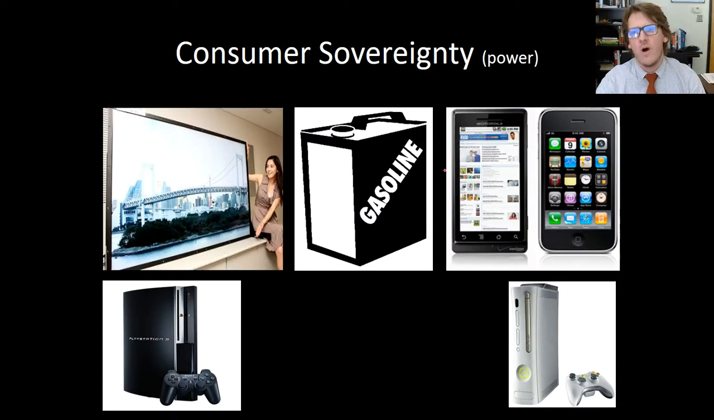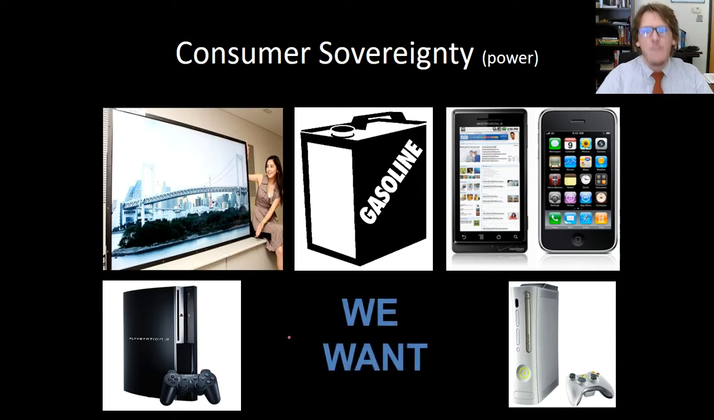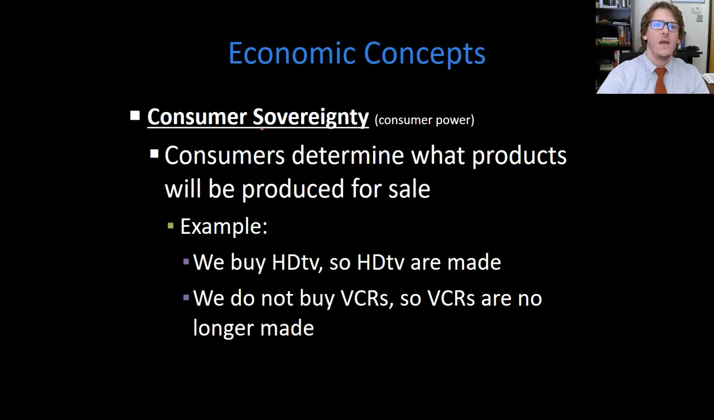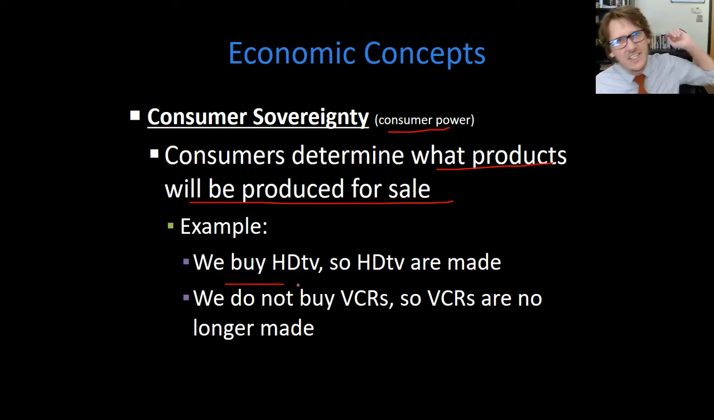You want this, you want that. We have the power. If we want it, they will make it. If we, the consumer, want it, they will make it. We have the power. That is consumer sovereignty, and that continues to this day. Consumers determine what products will be produced or sold. We buy HDTVs, so they make them. We don't buy VCRs, so they don't make them. And you're saying, what is a VCR? Exactly. That's my point. That is consumer sovereignty.